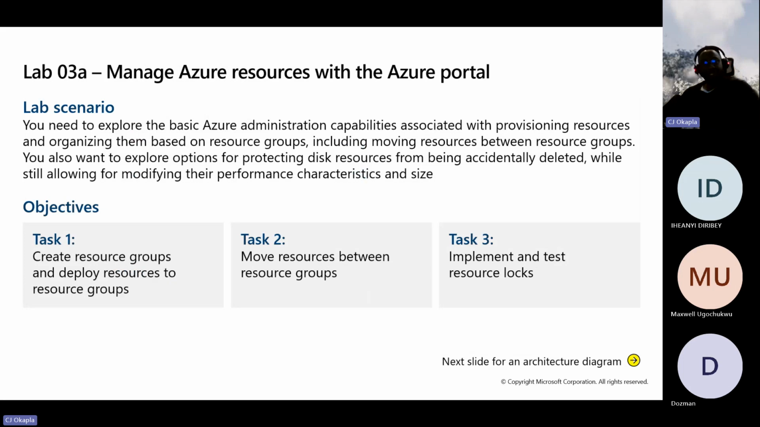And then lab 3 is managing Azure resources with the Azure portal. You need to explore the basic Azure administration capability associated with provisioning resources and organizing them based on resource groups. Task 1 requires you to create the resource groups, deploy resources to resource groups, move resources between resource groups, and implement and test resource locks.